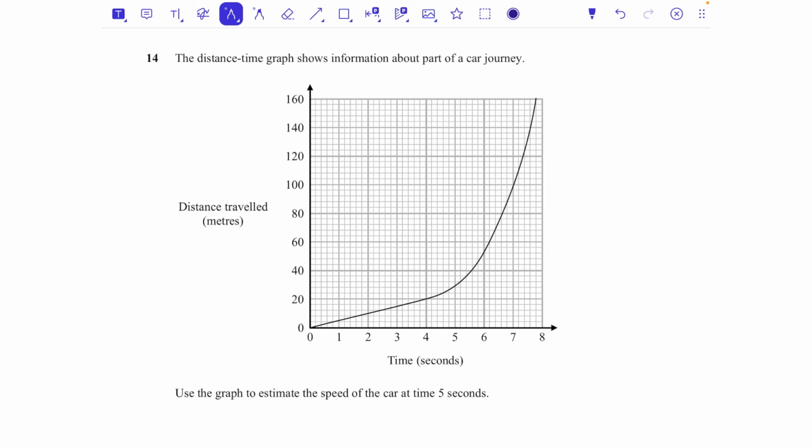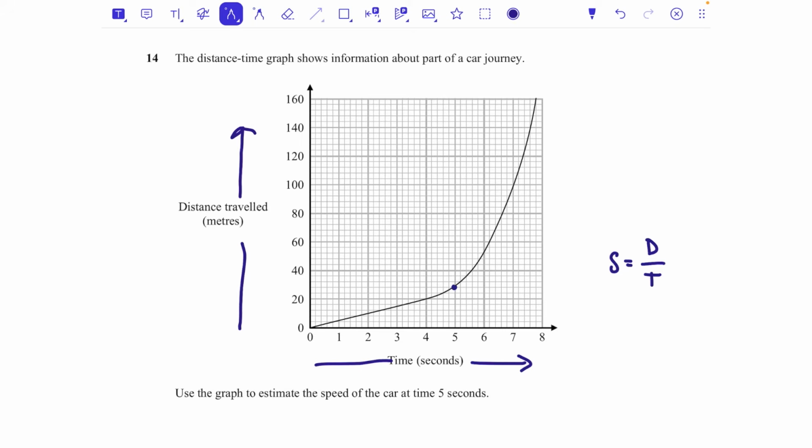Okay, question number 14. The distance time graph shows information about part of a car journey. We've got the distance travelled on the y-axis, and we've got the time taken on the x-axis. Use the graph to estimate the speed of the car at time 5 seconds. Well, we don't have speed on this graph, but we know that speed is distance divided by time, which in this case is rise over run. So hopefully it makes sense that this is actually the gradient. But we need to know the gradient at exactly this point.